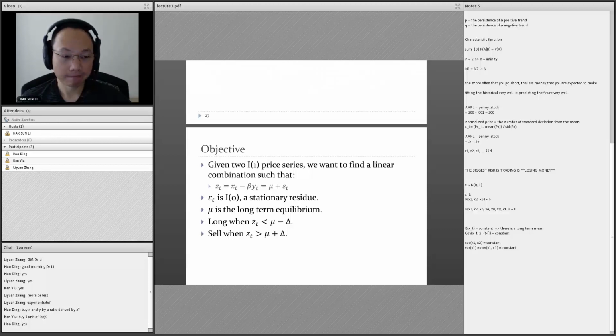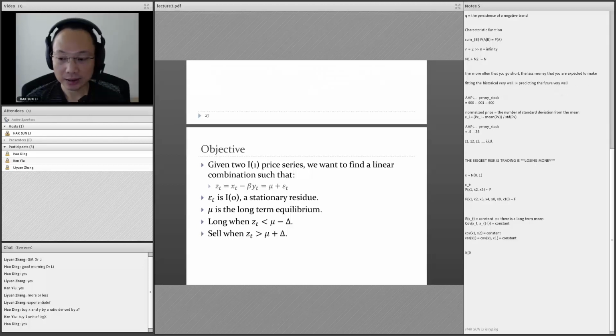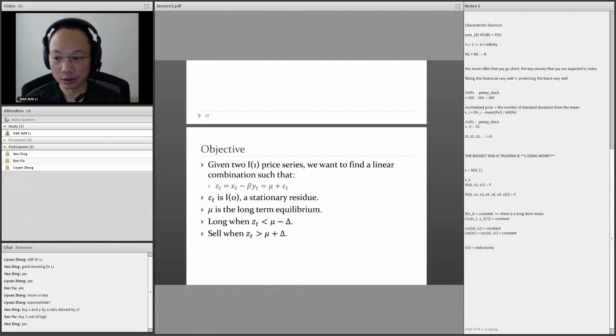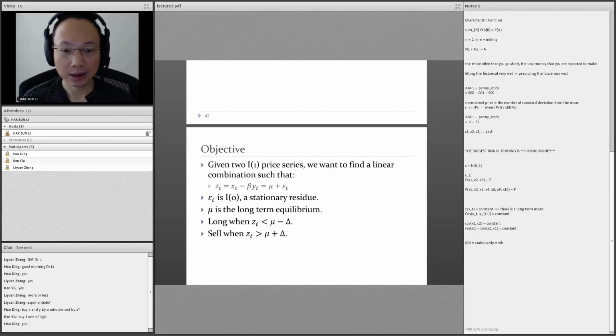By the way, we need to define something. We call this an I1 time series. Okay, a price is an I1 time series. But in order to define what an I1 time series means, we need to define I0 time series first. I0 just means stationarity. I0 is defined as stationarity, or random noise, or white noise, like epsilon_t, white noise.